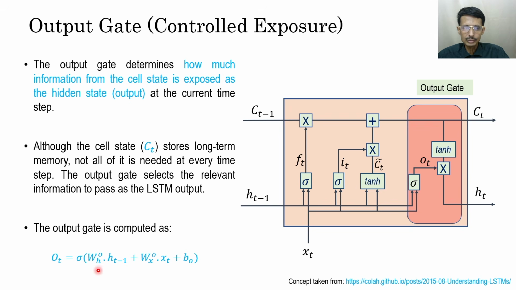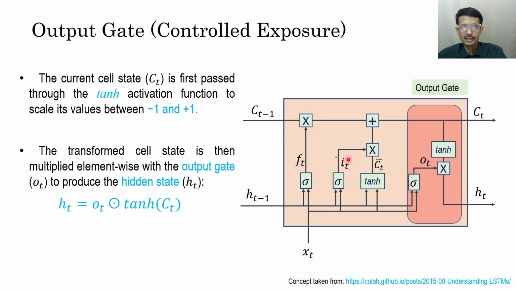So what is the output? This sigma of Wh of o, the output gate, times h t minus 1, plus Wx of o times x t. So this is o t, and this we are going to find.